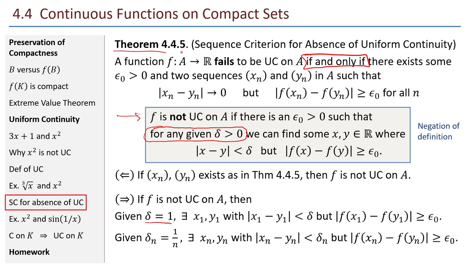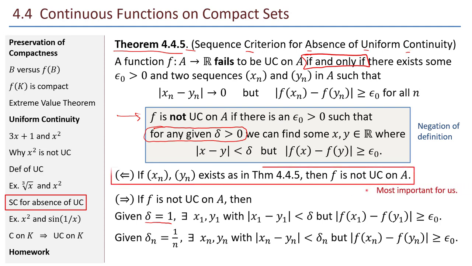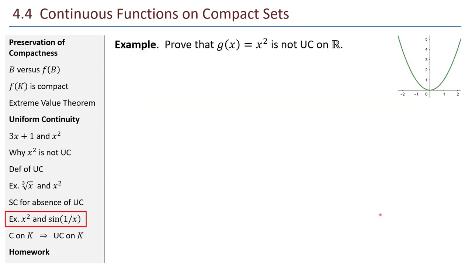Now, let's use this theorem. Let's use the sequence criterion for absence of uniform continuity to prove that a couple of functions are not uniformly continuous. In order to do that, we will use the leftward implication. Given a function, I will show that these sequences exist in order to prove that the function is not uniformly continuous. First example, let's prove that x squared is not uniformly continuous on the set of real numbers.